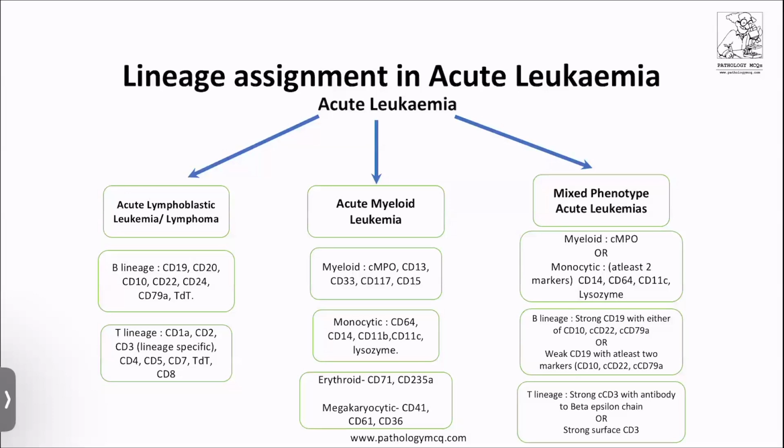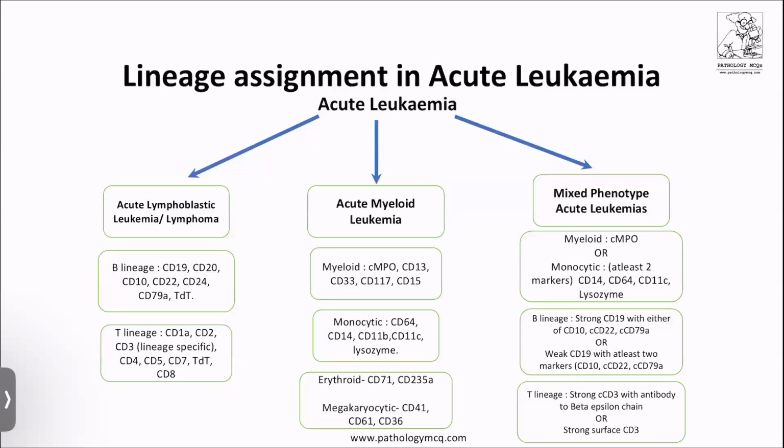So we need to have either a strong expression of CD19 along with CD10, CD22 or CD79 alpha, or when we are seeing a weak expression of CD19, we have to have at least two more markers to call it B lineage, that is CD10 or CD79 alpha with CD22, or CD22 with CD79 alpha, or either way.